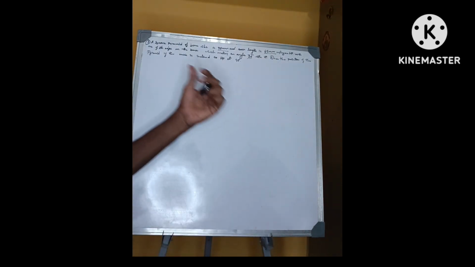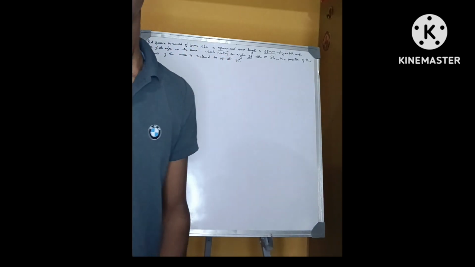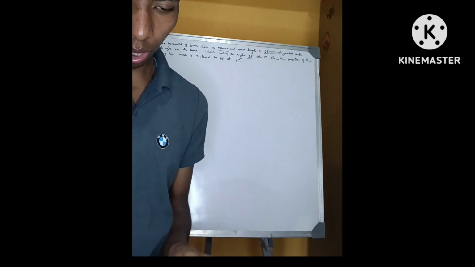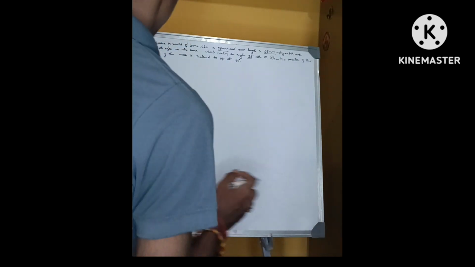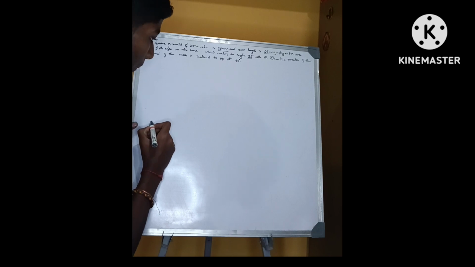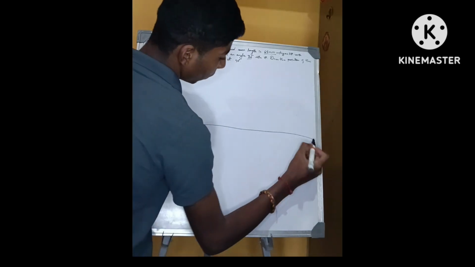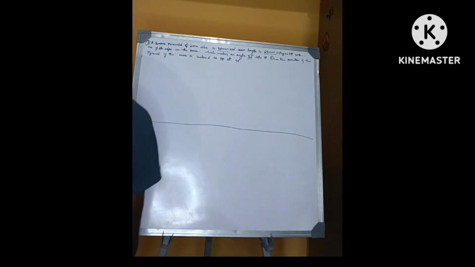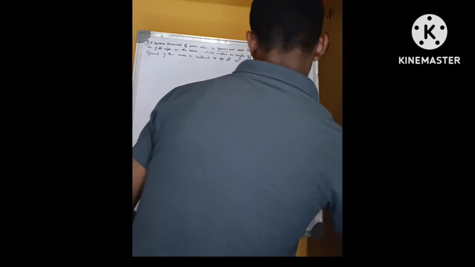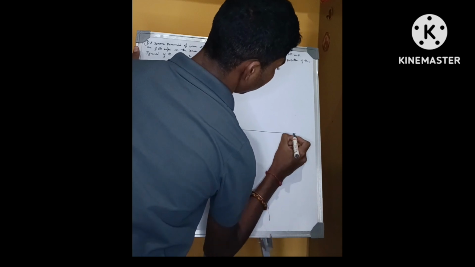Now, the question says a square pyramid of base side 35 mm. So first we have to construct a base square of 35 mm. Let's construct it. First, draw the XY line like this. I'm just drawing it roughly.